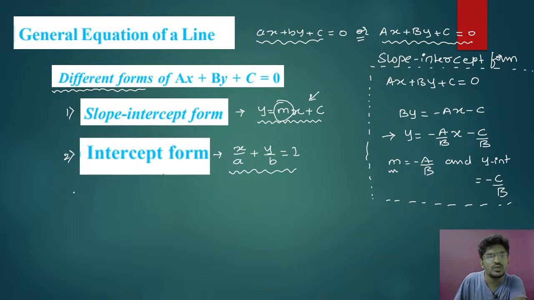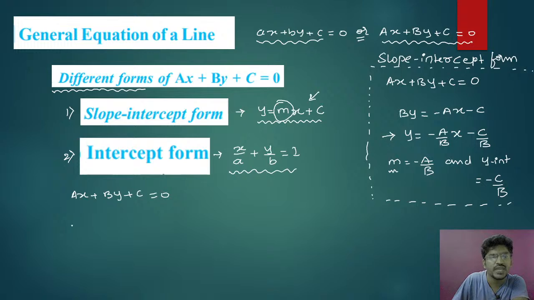Now I have to convert ax plus by plus c equal to 0 to the form of x by a plus y by b equal to 1.